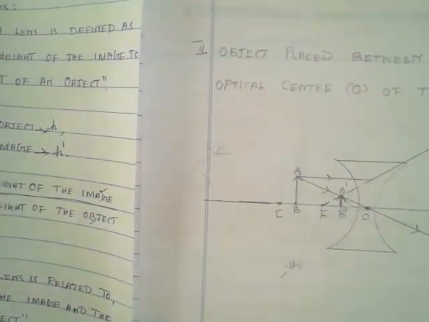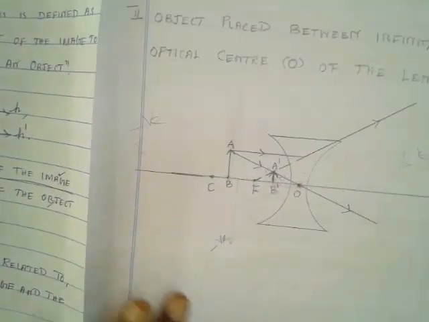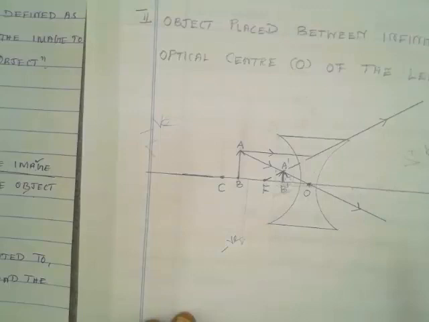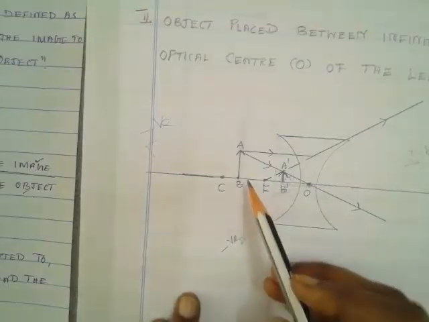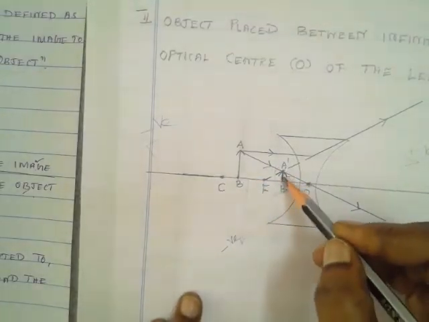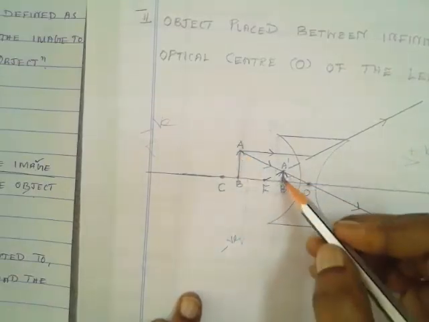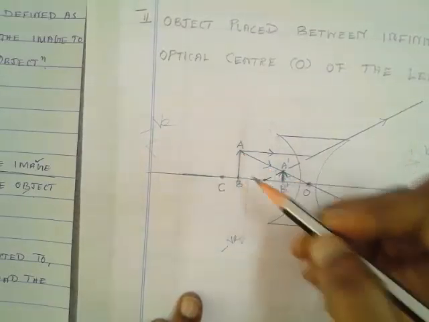That means, according to the first definition, the magnification of the lens is defined as the ratio between the height of the image to the height of the object. This is the height of the image.